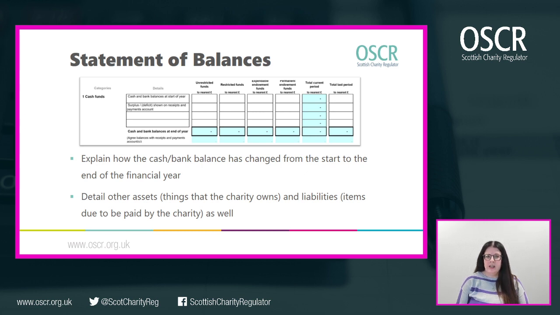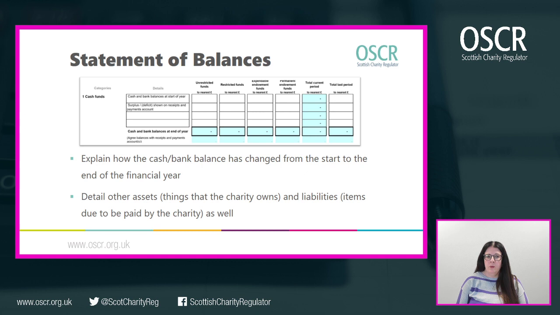And on the slide here, you can see the extract from our receipts and payments work pack, the very top bit, which is where you use the surplus or deficit figure that we had on the bottom of our receipts and payments account. And we use this to help us understand what's happened to the cash and the bank balances between the start of the year and the end of the year.